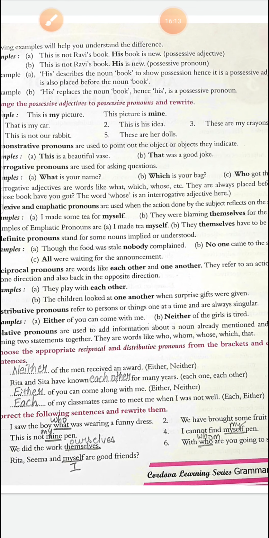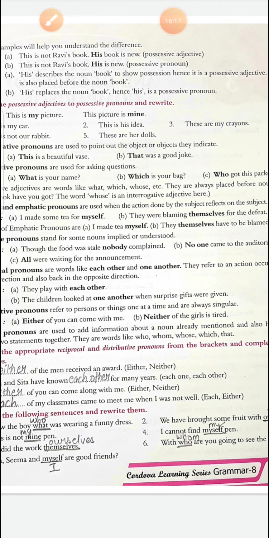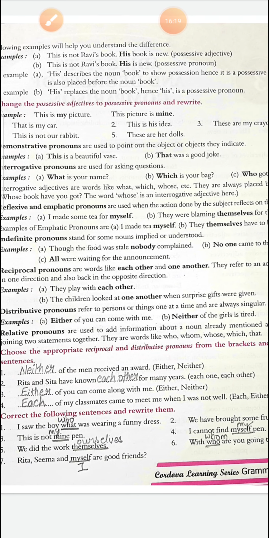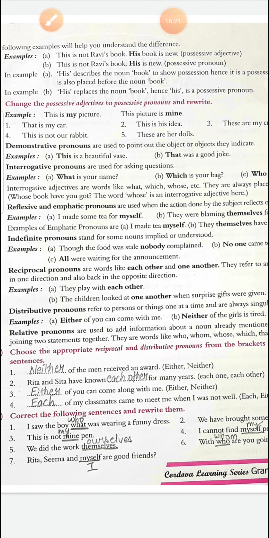Choose the appropriate reciprocal and distributive pronouns from the bracket and complete the sentence. So here two options are given. Dash of the men received an award. Either and neither. Neither because none. None you can understand. No one. Neither of the men received an award.